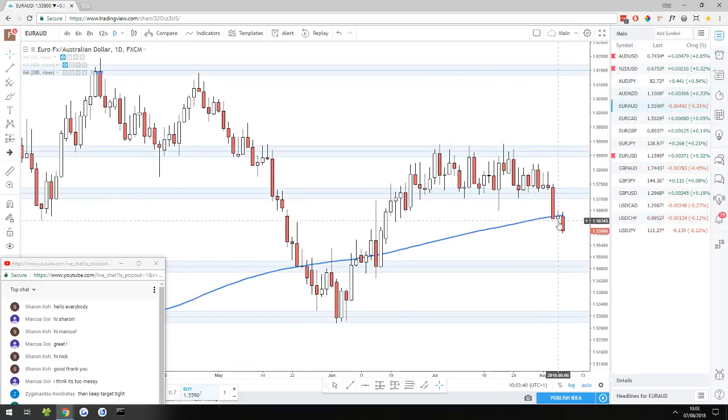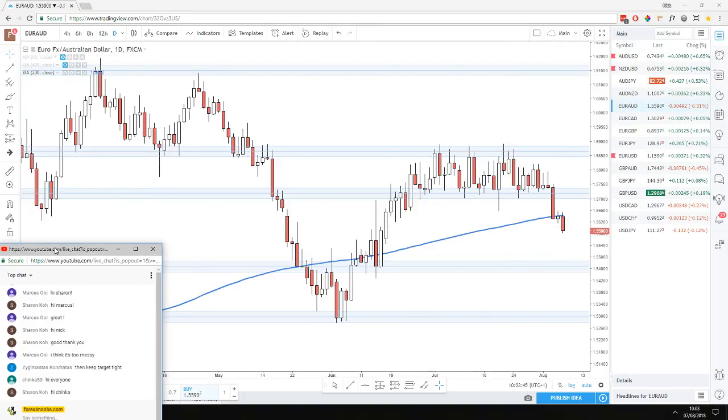EURAUD has finally broken out of its range. Hey Chinka. Right, EURAUD has broken out of its range, shooting down, but nothing much going on there either.